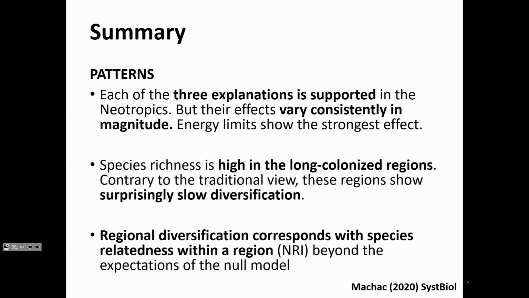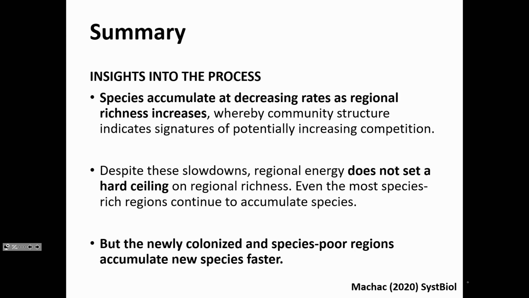Like, what would be a process which would integrate these patterns within a single explanation, within a single mechanism? So the speculation could be that perhaps species accumulate at decreasing rates as regional richness increases, whereby community structure indicates potentially increasing competition. So as the number of species accumulates, this suppresses the accumulation of species, there's increasing competition, and the accumulation of species slows down.